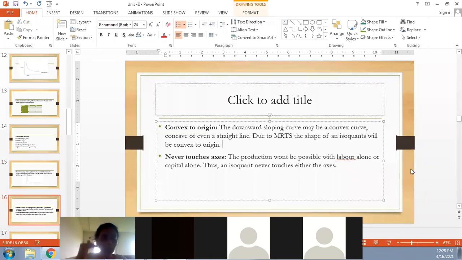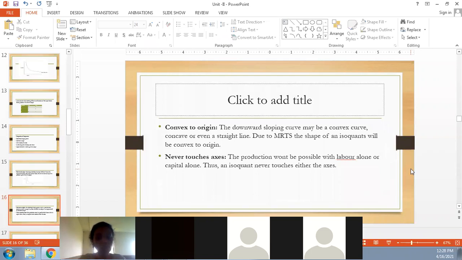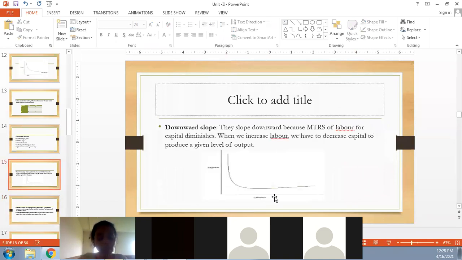As we said, when one is increasing, the other one decreases. Because of that, what happens? The shape of an isoquant will always be convex.